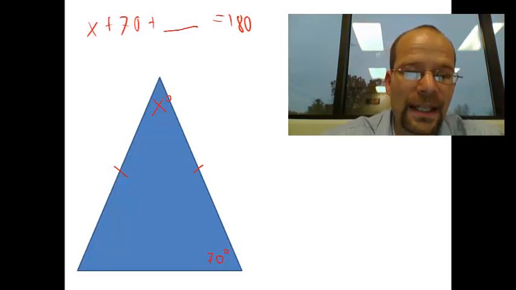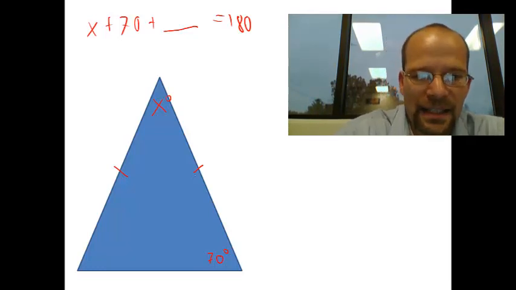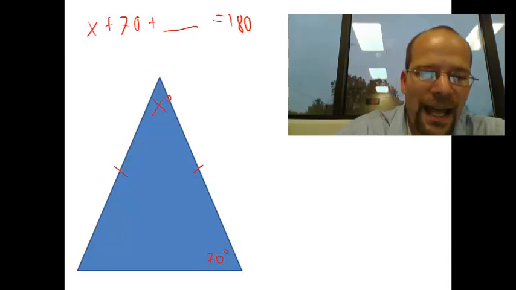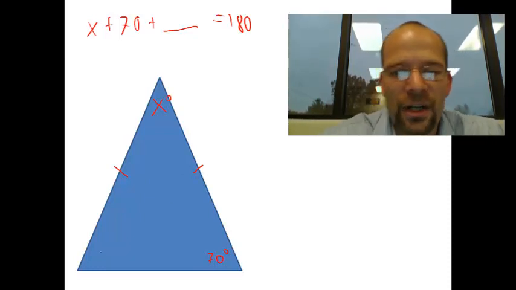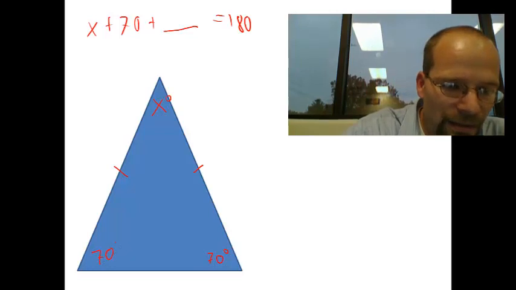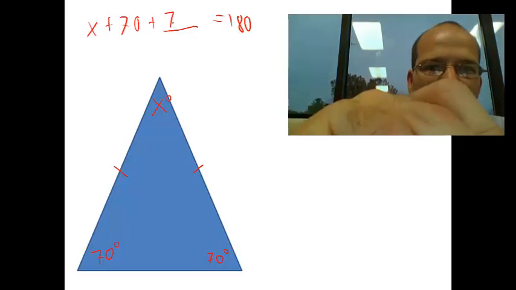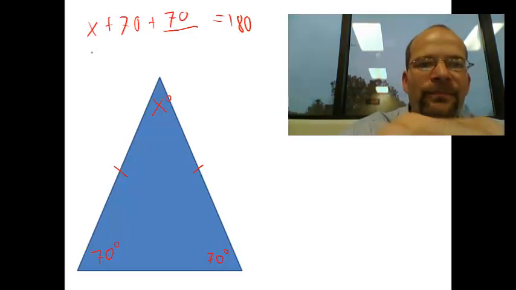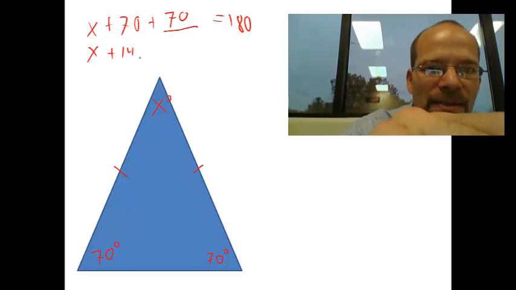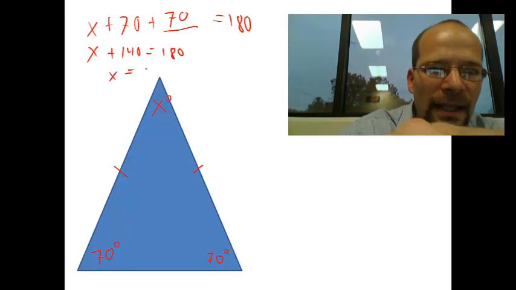But the isosceles triangle theorem says that if 2 sides of a triangle are congruent, then the angles opposite those sides are also congruent, which means the base angles here equal 70 degrees. So now I have that missing part, 70 degrees. Then we just solve this with algebra. X plus 140 equals 180, and x therefore equals 40. And so we can find x.